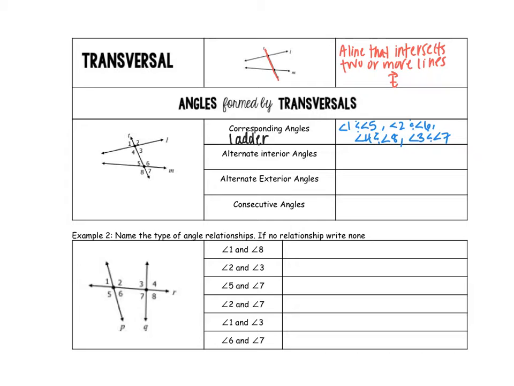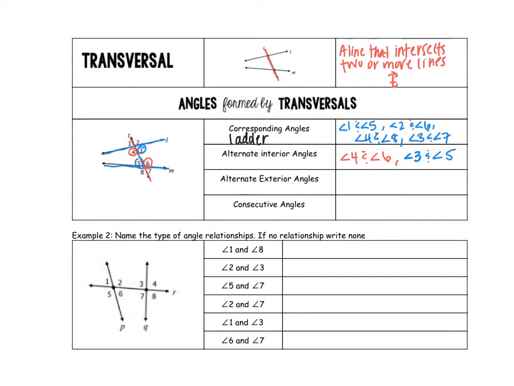Okay. Then there's alternate interior angles. When it says interior, it means inside the two lines. Eventually these lines will be parallel, but right now they're not. So inside the two lines, and when they say alternate, they mean on the other side of the transversal. So inside and alternate would be angles 4 and 6, and then also angle 3 and angle 5. So those are alternate interiors.